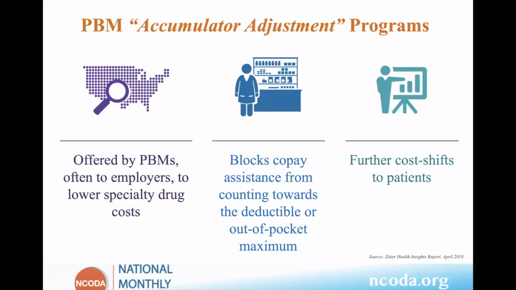An accumulator adjustment program is a benefit design that's been offered by pharmacy benefit managers, and it's often provided to employers to prevent copay assistance programs for prescriptions from counting towards a patient's deductible or annual out-of-pocket max. Traditionally, before these programs, copay assistance and other support resources from pharmaceutical companies or manufacturers would count towards the patient's deductible and annual out-of-pocket cap when a patient pays for medication. When an accumulator adjustment program is utilized, copay assistance may be used, but the patient will still need to satisfy their full out-of-pocket cost maximum for the year.